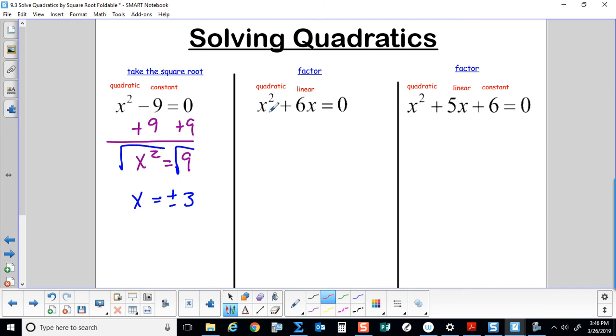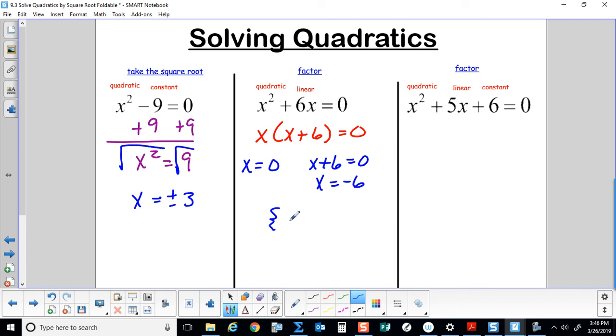Our next example has a quadratic term and a linear term. So even though it's a binomial, we don't want to take a square root. We want to factor the x's here. So we're going to factor out the x. And then we're going to take each factor and set that one to 0, and set the other one to 0. Using the zero product property, we're going to find out here that x is 0 and x is negative 6. So we have two solutions there. Here our solutions are negative 3 and 3.